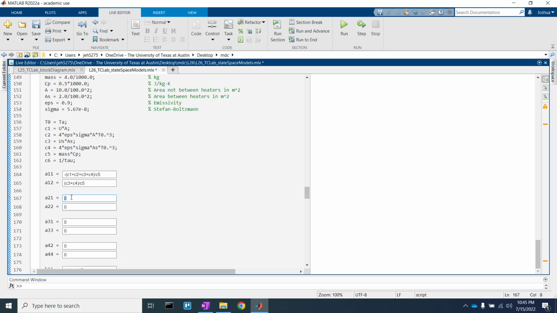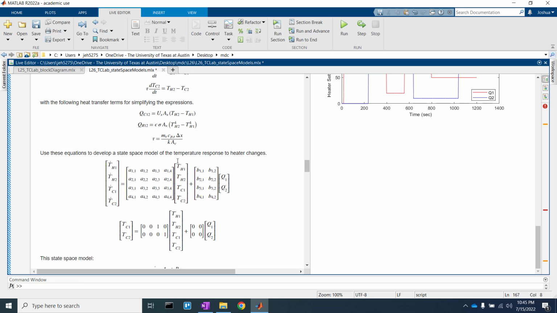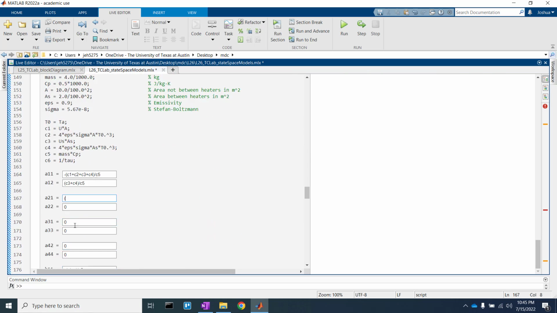Row 2, column 1, let's just think this through. That's going to be in terms of H1. So where we had H2 is going to be what H1's effect will be on the system. And so they're going to be equal. It's going to be C3 plus C4 divided by C5.